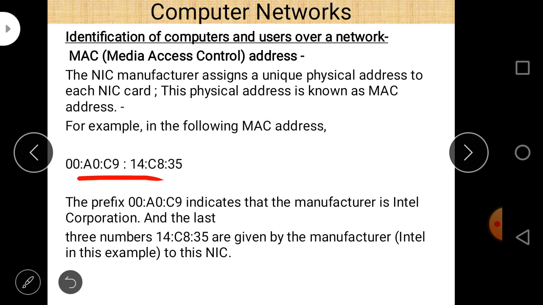The prefix 00A0C9 indicates that the manufacturer is Intel Corporation. So this first part of the MAC address represents the description of the manufacturer, and in this case the manufacturer is Intel. The last numbers, 14C835, are given by the manufacturer, Intel in this case, to this NIC, and this is unique. So this is a MAC address. The first part gives us details about the manufacturer, and the last digits show the unique address of the NIC, network interface card.